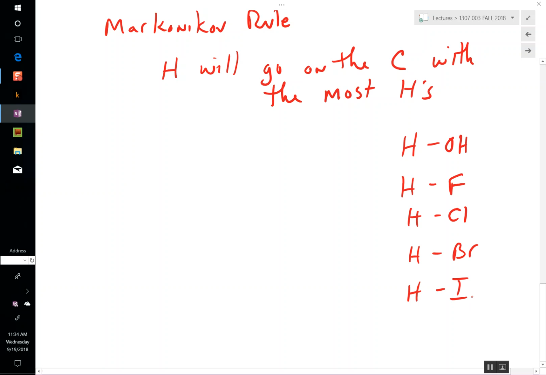And Markovnikov's rule applies to all of these unsymmetrical molecules. The hydrogen goes on the carbon with the most hydrogens. The other part of the molecule, whether it's a hydroxyl, a fluoride, chloride, bromo, or iodo, goes on the other carbon.